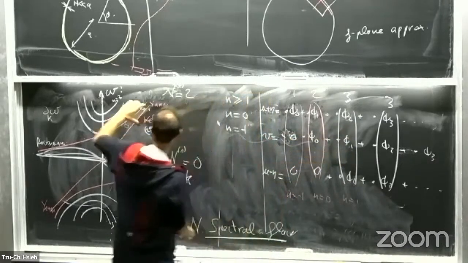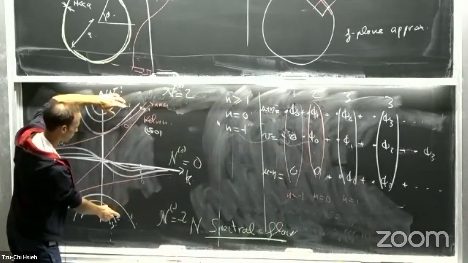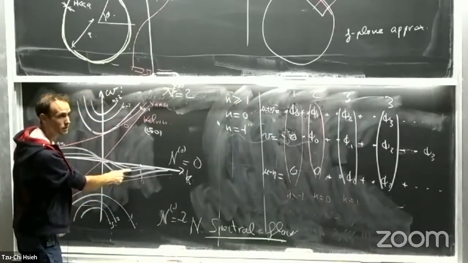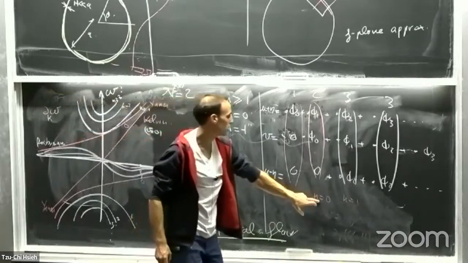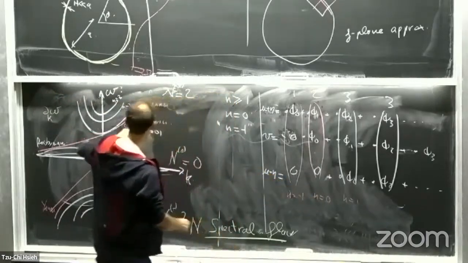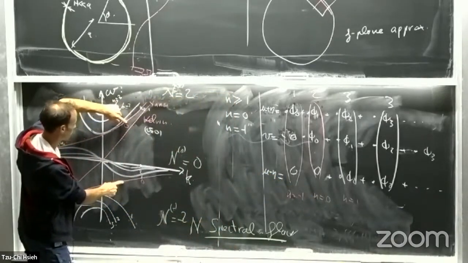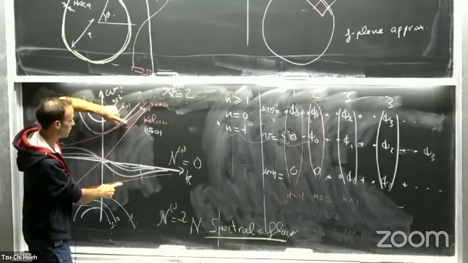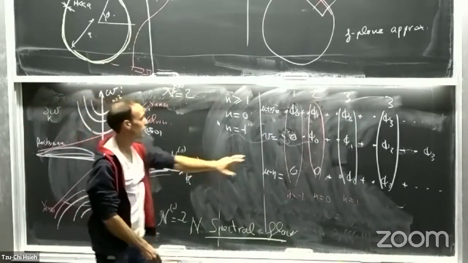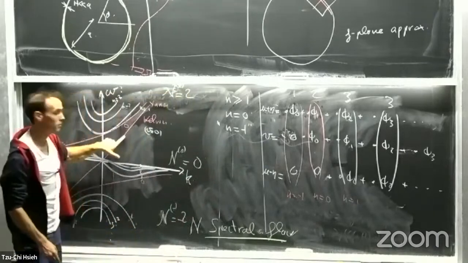Two of them are those ones, and the central one is this one. But for n equals zero, you get two solutions that correspond to the Yanai wave, this one and this one. And for the Kelvin wave, you get just one solution.